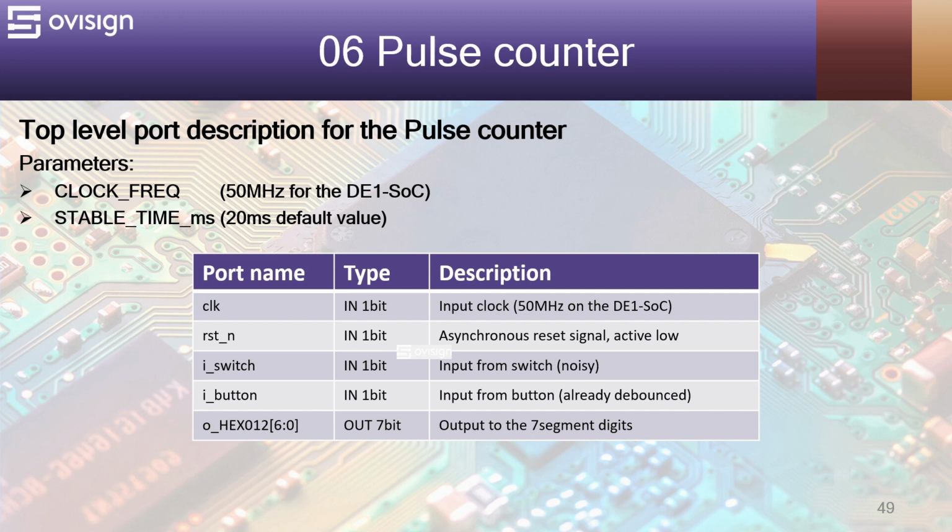The first 2 inputs are the clock and the reset N. Reset N is a asynchronous active low reset signal. I switch and I button are 1-bit inputs, one coming from the switch, which is noisy, and the other one coming from the button, which is already debounced. OHEX 012 are 7-bit outputs going to the 7-segment digits. On this we are going to see the hexadecimal value of the 4-bit counters.